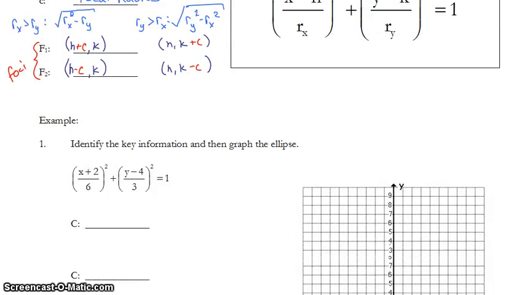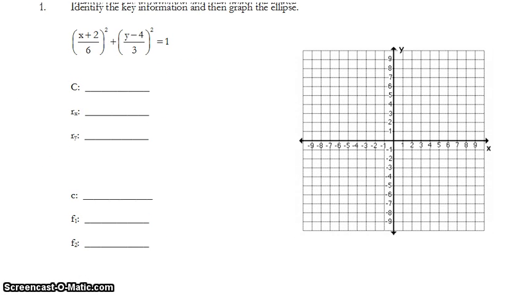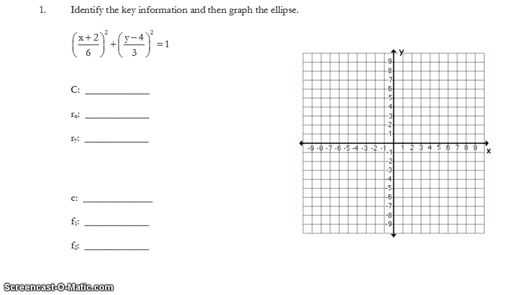Let's take a look at this first example. In this unit I will always give you your ellipse equations in graphing form. I know it's an ellipse because it's an addition problem and it's equal to 1. So I have this situation. Addition and equals 1. I know it's an ellipse. I can pick my key information. The center is at h, which is -2, comma k, which is +4. Plot it. (-2, 4).